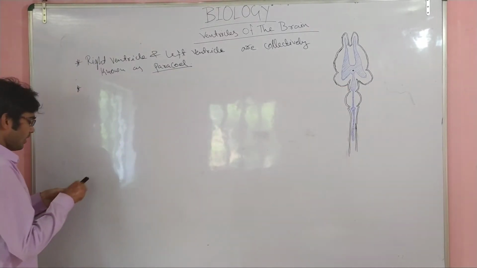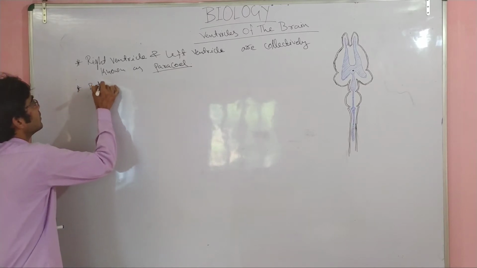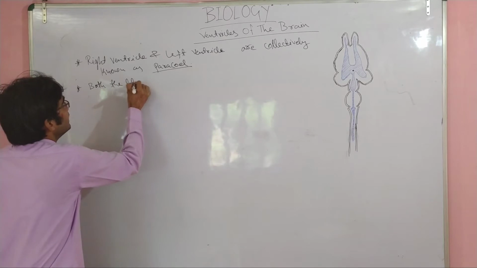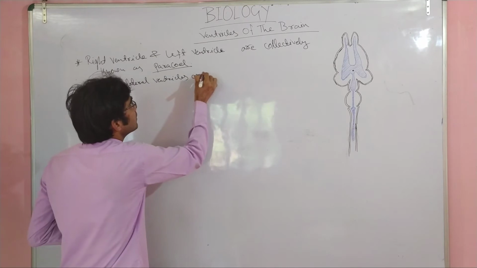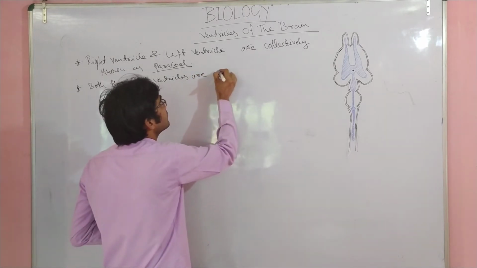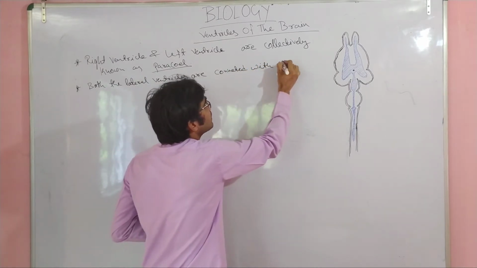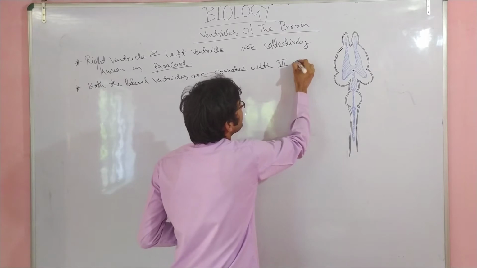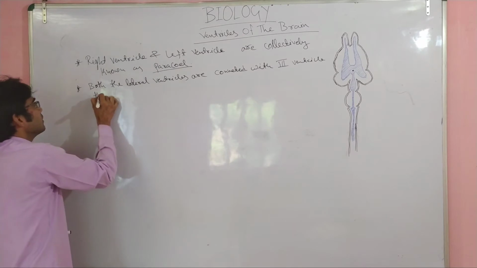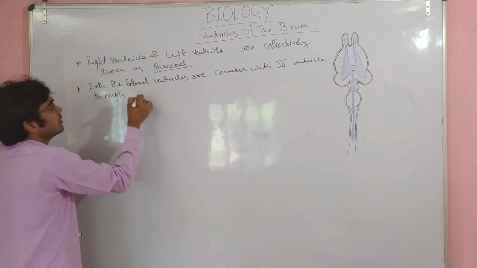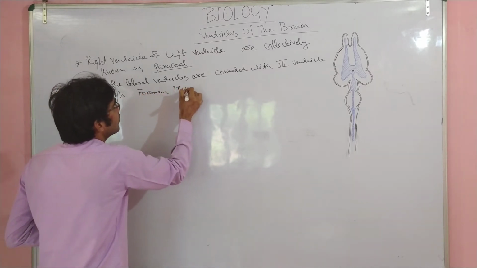So both the lateral ventricles are connected with the third ventricle through foramen Monro.